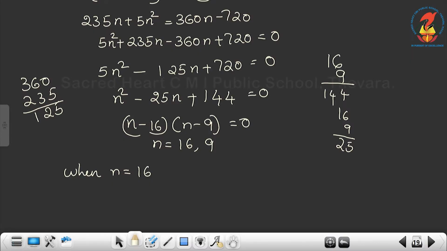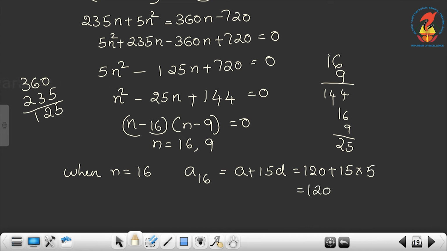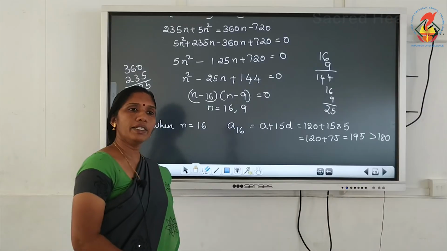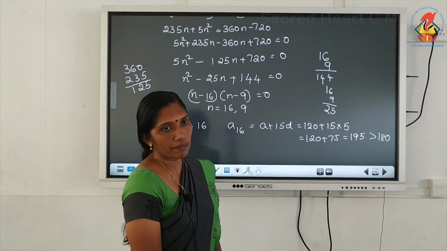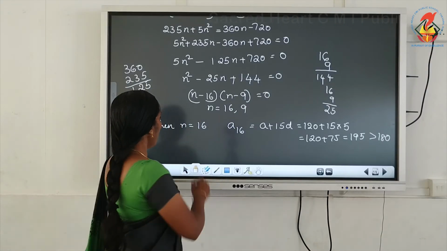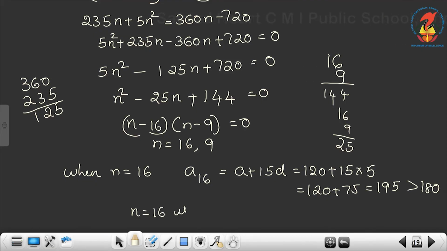So, what is the 16th term? A16 represents an interior angle. A plus 15D. That is 120 plus 15 into 5. 15 5s are 75. So it is 195. It is greater than 180. Is it possible? An interior angle cannot be more than 180. So n equal to 16 is not possible.